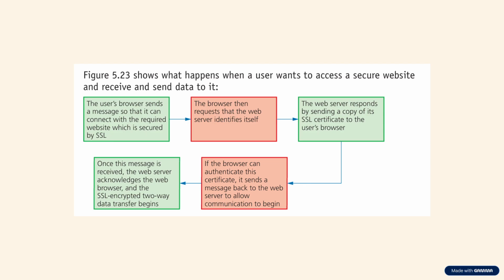Here is a diagram, and you can see the user's browser sends a message so that it can be connected with a required website which is secured by SSL. Then the browser requests the web server to identify itself, and the web server responds with the SSL certificate. The browser authenticates whether the certificate is authentic or not, and then goes back to the user to start communication. Once this message is received, the web server acknowledges the web browser, and then SSL encrypted two-way transfers begin.